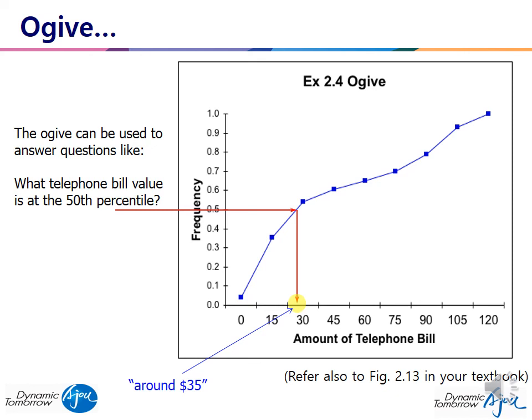This ogive can be used to answer questions like this. It is useful for this kind of question: what telephone bill value is at the 50th percentile? You see this one, the 50th percentile, and around 35 is the 50th percentile. The 50th percentile is a kind of central point.